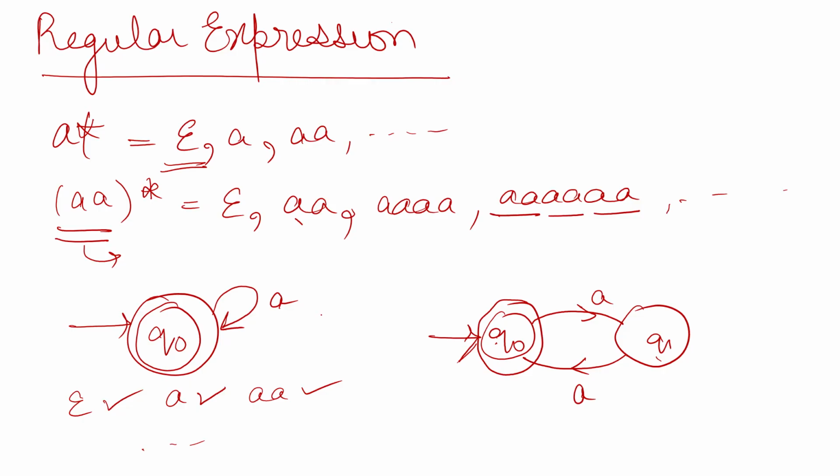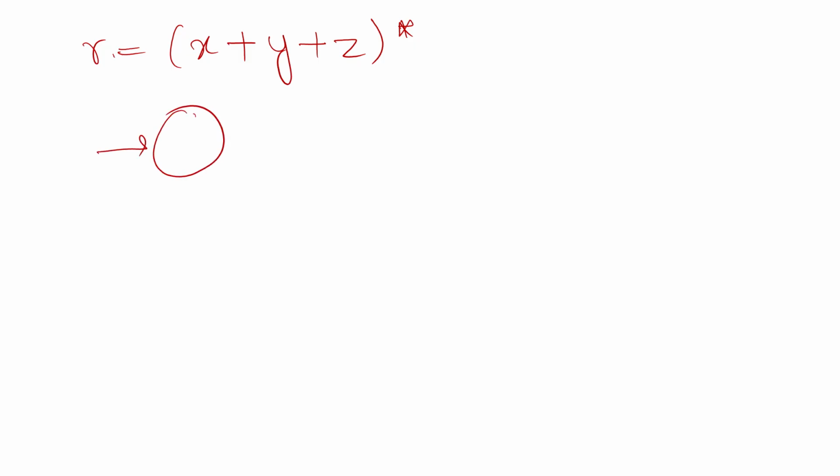So now let's see some more examples based on them. Let's say now we have A plus, let's take another example. R is equal to x plus y plus z, x. So that means empty string will also be accepted here. That means your initial state will be your final state. Now x, y, z all will be accepted.